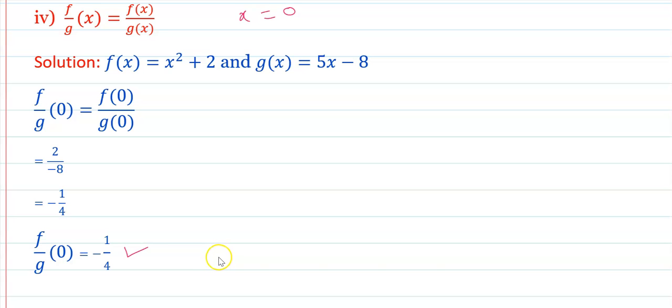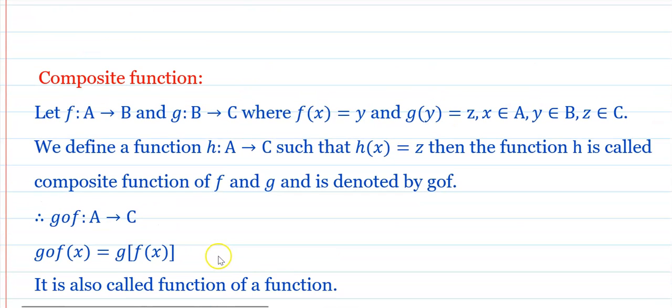Is that okay? Now the next type of function. What is that? The composite function, that is function of function. f is defined from A to B, and g is defined from B to C. See this here, B and B. Where f of x is equal to y, g of y is equal to z, x belongs to A, y belongs to B, z belongs to C. We define another function h, defined from A to C such that h of x is equal to z.